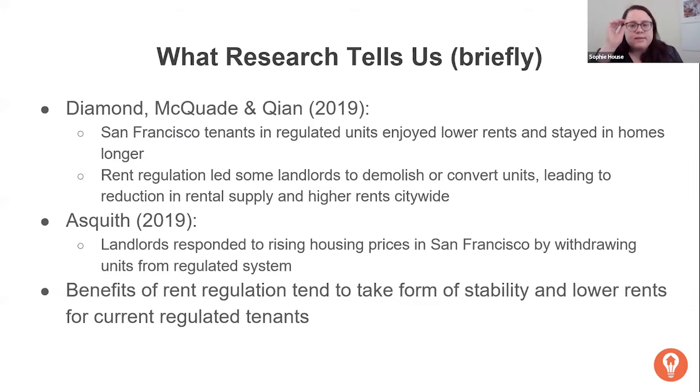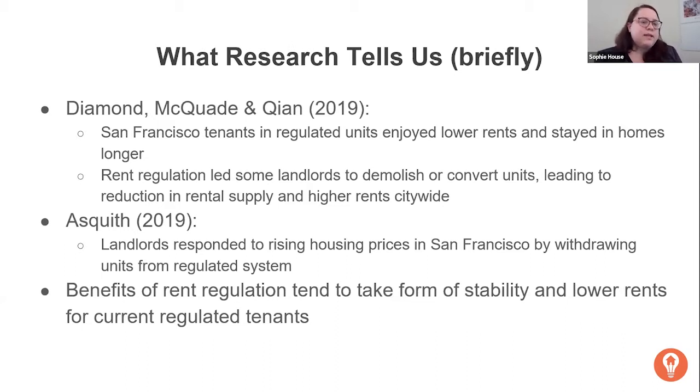I'll highlight just two recent studies that have some methodological strengths. And I'm sure we'll talk more about these or other studies. But first, Rebecca Diamond and her co-authors leveraged the expansion of rent regulation in San Francisco in 1994 and found that tenants in regulated units paid lower rents and stayed in their homes longer, but that regulations led some landlords to diminish or convert their units, ultimately leading to reductions in the supply of rental housing and to higher rents citywide. Brian Asquith studied the effects of increased housing prices in San Francisco and found that landlords responded to rising prices by withdrawing their units and buildings from the regulated system.